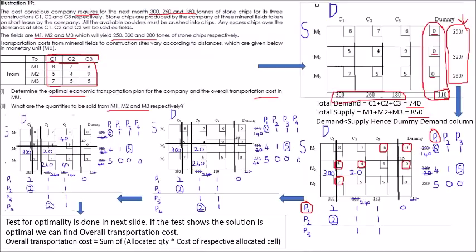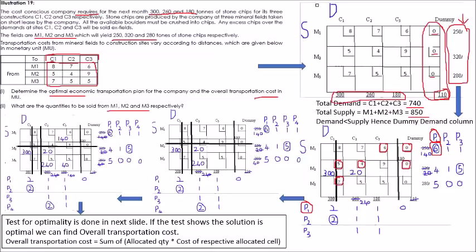So compare all the penalties: 2, 1, 1, 0 for the columns, and for the rows it is 6, 4, 5. The highest penalty is 6. The highest P1 penalty is 6. So we need to start allocation from there.